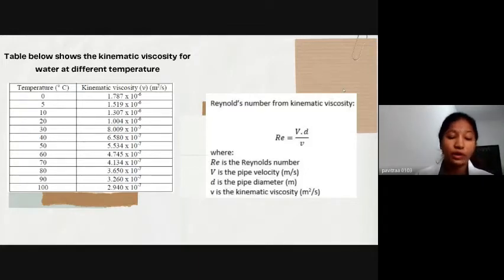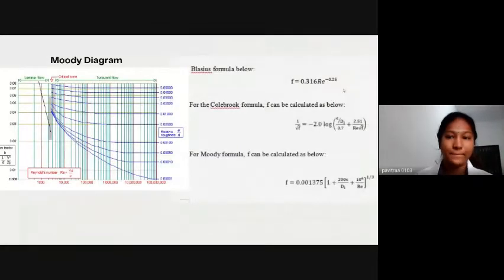However, in a fully turbulent flow, f can be determined by using Moody's diagram. This is Moody's diagram. The friction factor can also be determined by applying an empirical formula instead of using Moody's diagram. The friction factor for turbulent flow in a smooth pipe, valid for a Reynolds number less than 10 to the power of 5, can be obtained using Blasius's formula as below. Then, for the Colebrook formula and Moody's formula, f can be calculated as the following equations. Next, I pass to Nafisha.